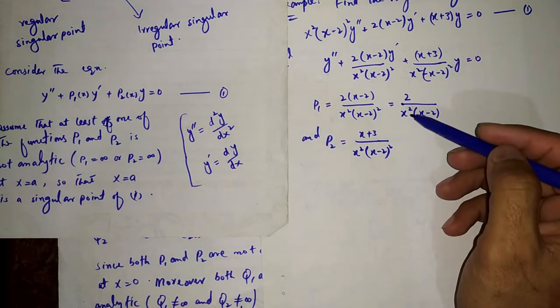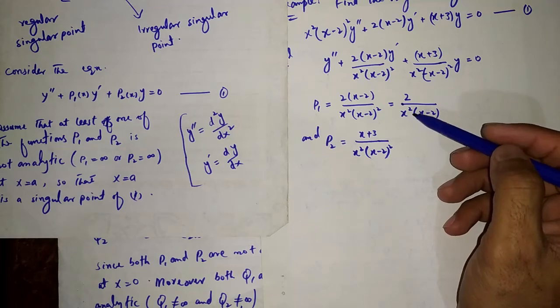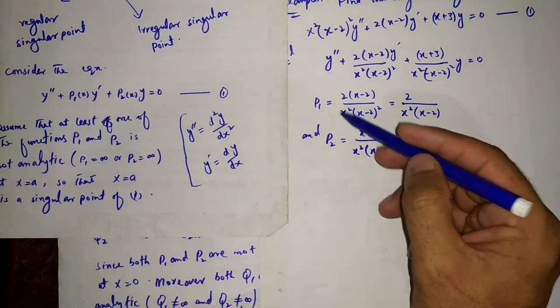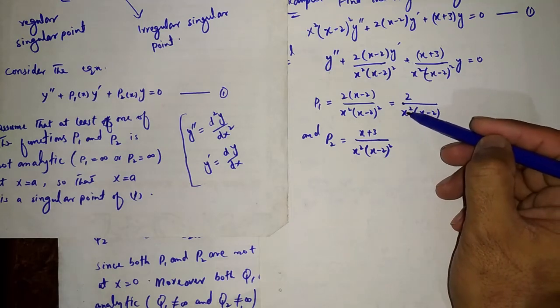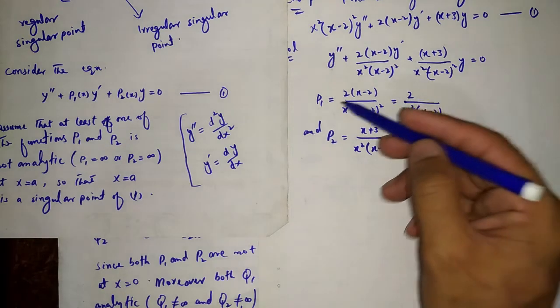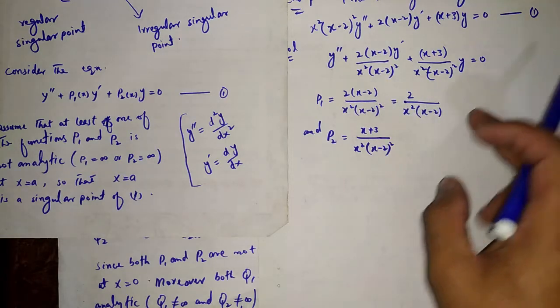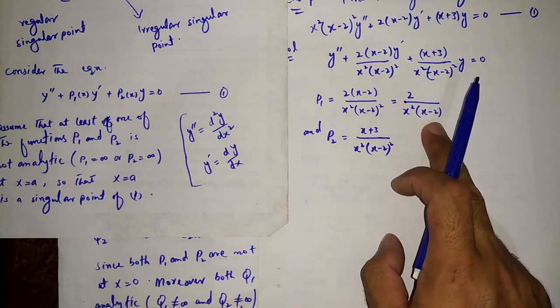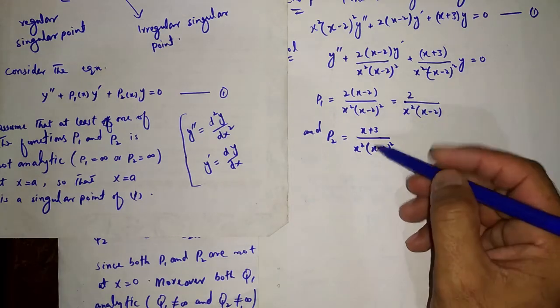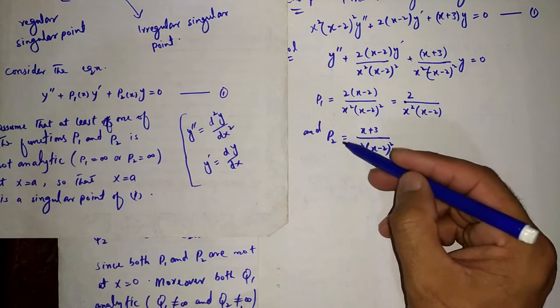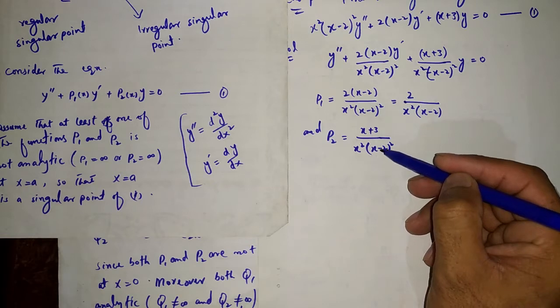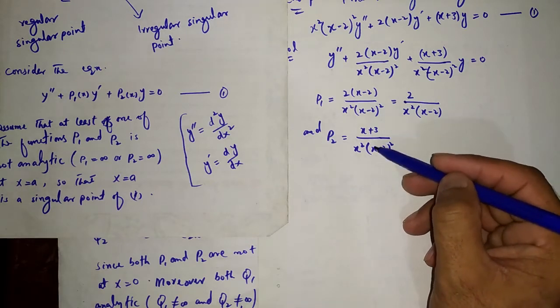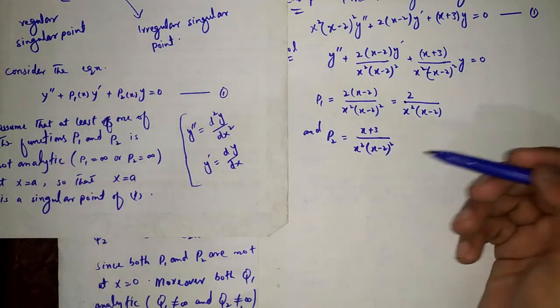Here we see that this p1, when x equals 0, goes to infinity, and it also goes to infinity at x equals 2. Similarly, for this p2, at x equals 0 and x equals 2, at these two points p1 and p2 both are going to infinity.